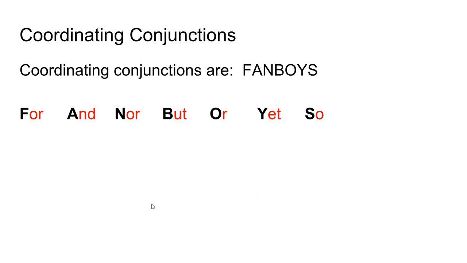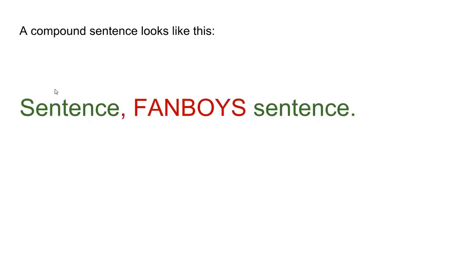For, and, nor, but, or, yet, so. You've got to memorize them. So if we were going to make a graphic about what a compound sentence looks like, it's going to look like this: a sentence, a comma, a FANBOY, and a sentence, period. So if we were talking about our sentence patterns, this is what it would look like: sentence, comma, FANBOY, sentence.